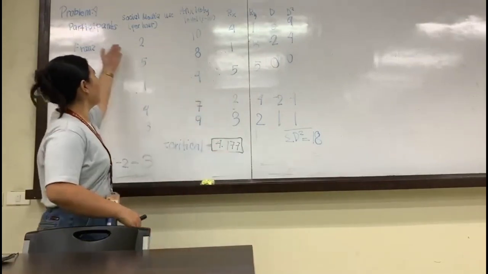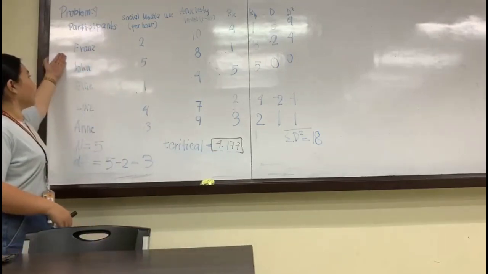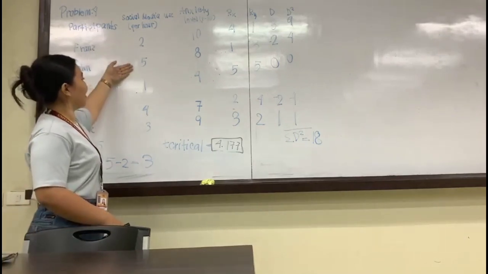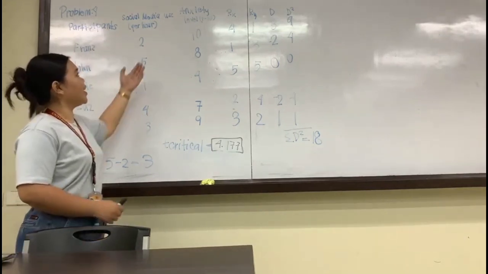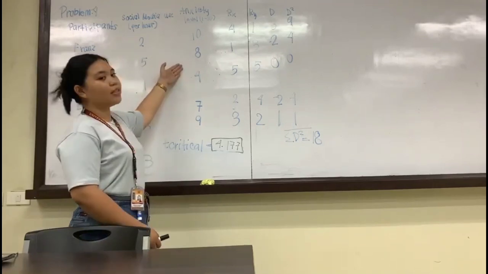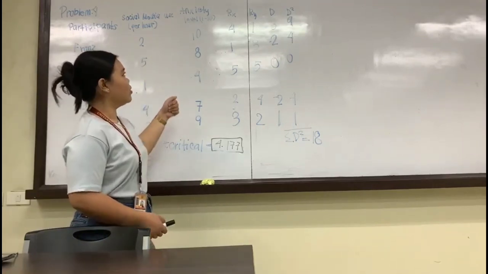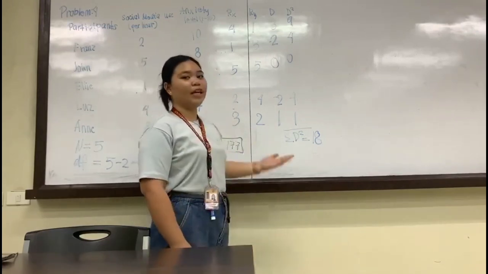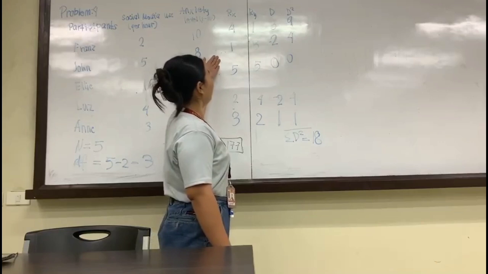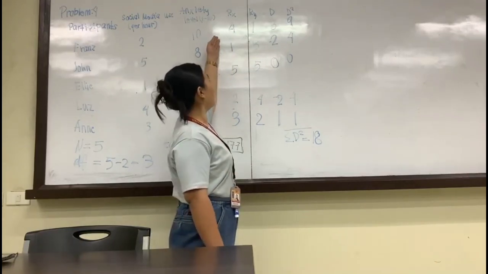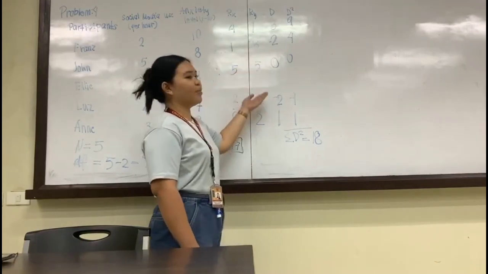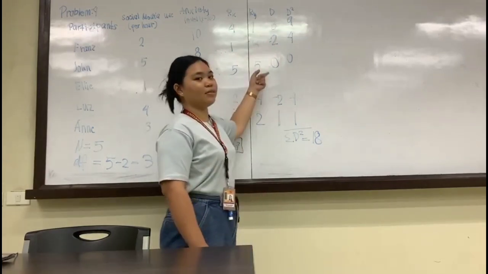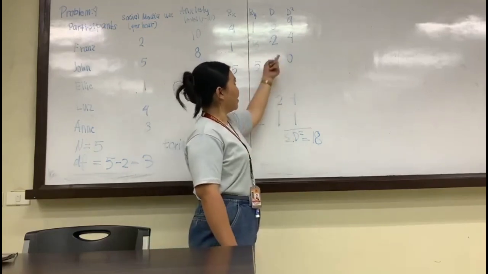Let's proceed to our table. The participants are Franz, John, Ellie, Luis, and Anne. Their time spent per day is 2, 5, 1, 4, and 3. And their anxiety levels are 10, 8, 4, 7, and 9. So let's rank them from highest to lowest. After ranking, we should find the difference between Rx and Ry. So here are the answers. After that, we should find the d squared of these values and we sum it.